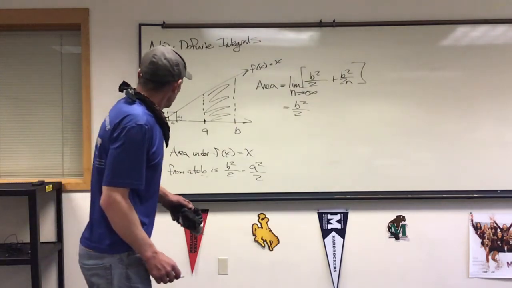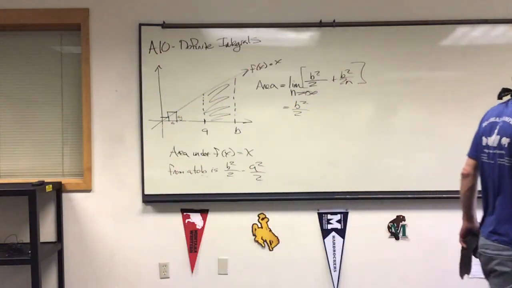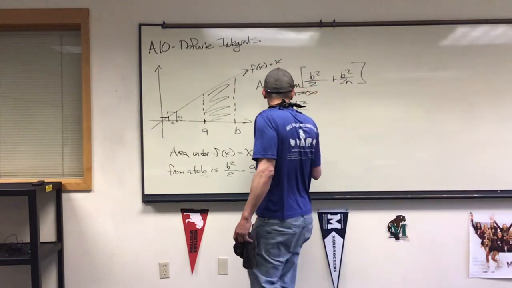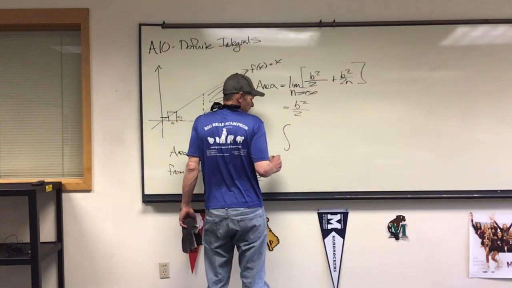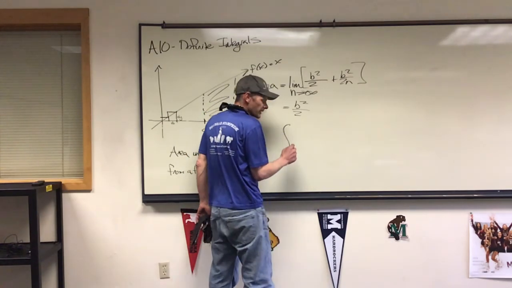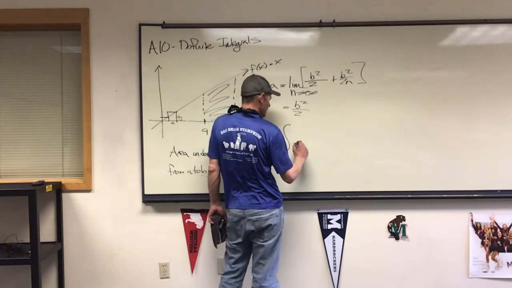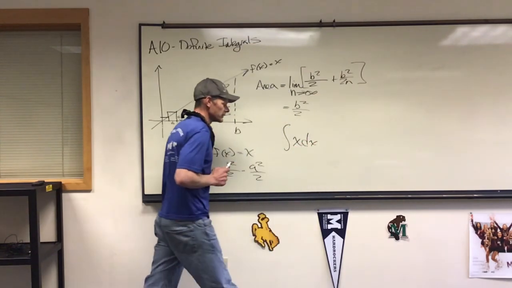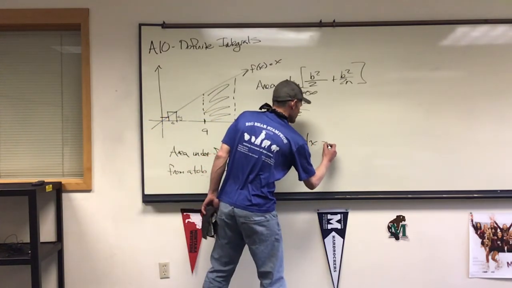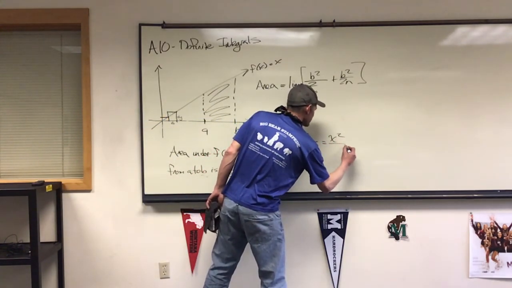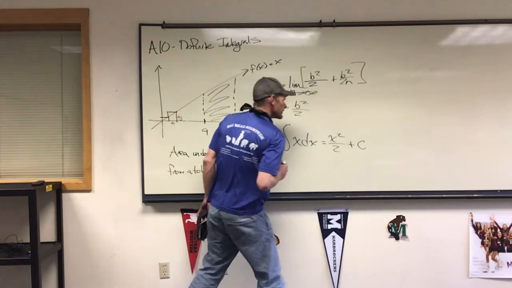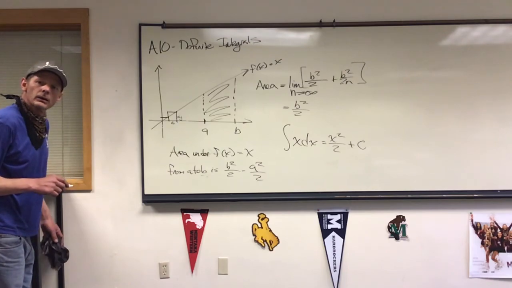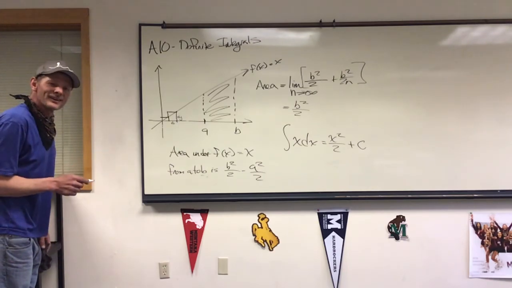Okay? And now I want you to recall this. We've started looking at integrals, right? And this is called an indefinite integral. And when you took the indefinite integral of x dx, you got x squared over 2 plus c, right? And, oh wow, something's happening here, huh?